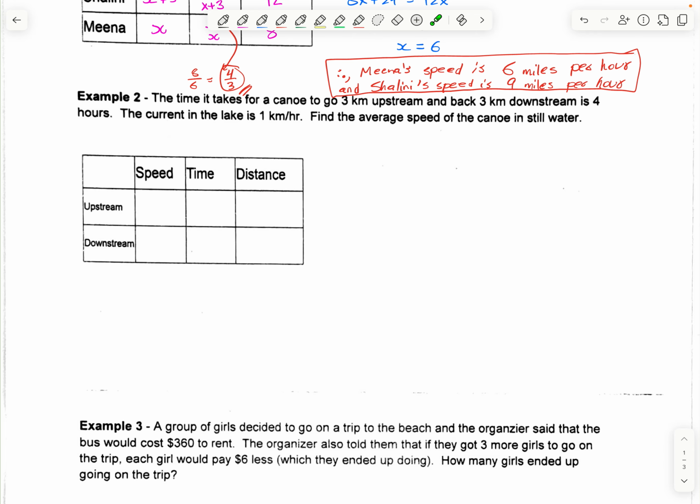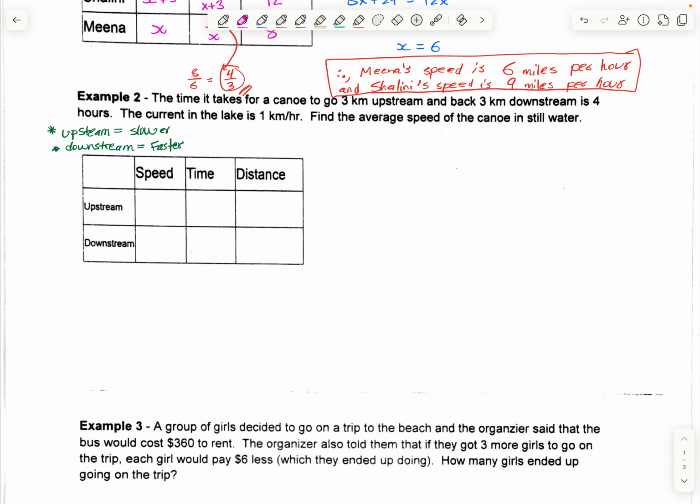Okay, so this is a classic current problem. The important idea that I want you to realize for this one, what you need to really understand in order to solve this, is that upstream is slower and downstream is faster. Why? Because downstream you're going with the current. Upstream, you're going against the current. So when you go upstream, the water is working against you. When you go downstream, the water helps you. Okay, so that's the idea that you want to get across here.